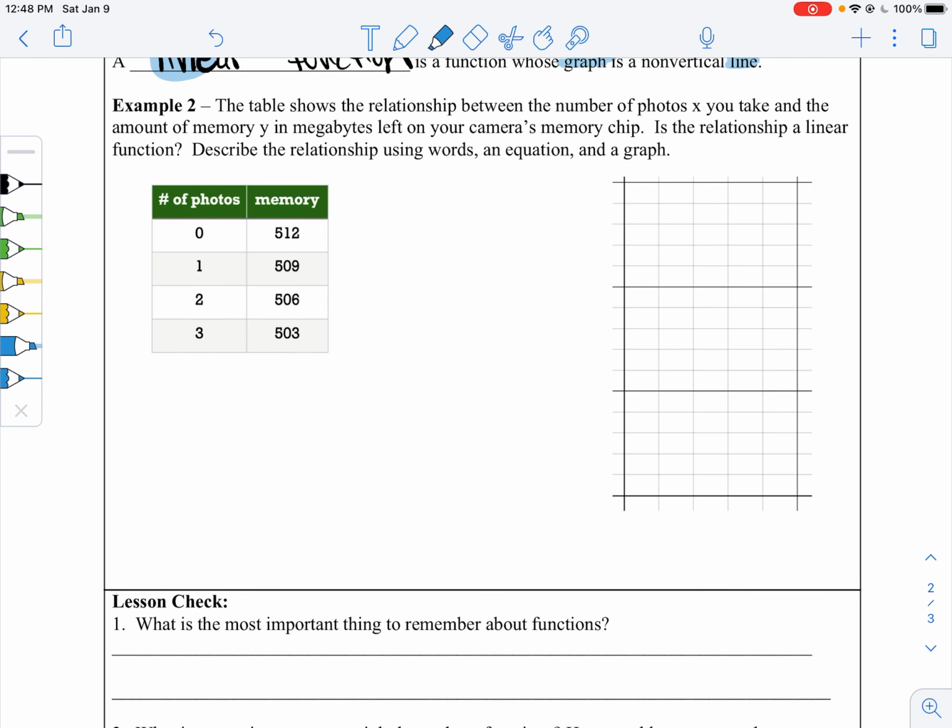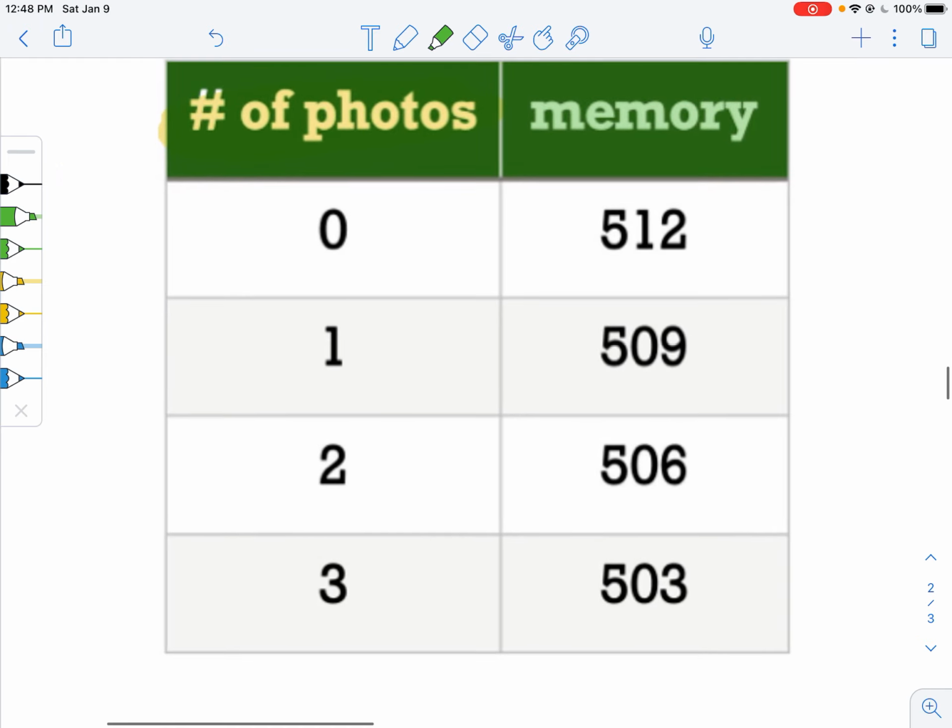Okay, so let's do one more and then we'll call it a day. The table here shows the relationship between the number of photos you take and the memory left on your device, your memory chip. Is the relationship linear? Describe the relationship with words, an equation, and a graph. Okay, so we've got our table. Let's zoom in on it.